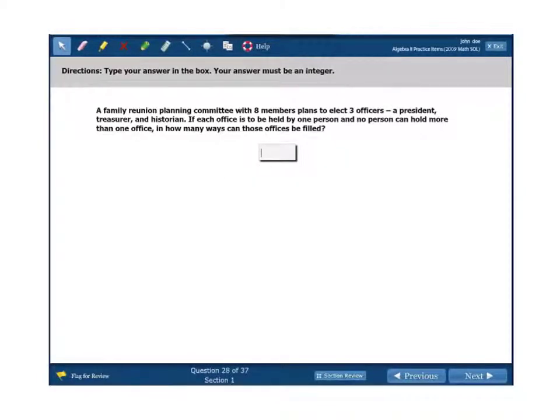Next one. Type your answer in the box. Your answer must be an integer. Family Reunion Planning Committee with 8 members plans to select 3 officers: president, treasurer, historian. We automatically know order matters here because it would matter to you whether you were the president, the treasurer, or the historian. If each office is to be held by one person and no person can hold more than one office, in how many ways can those offices be filled?